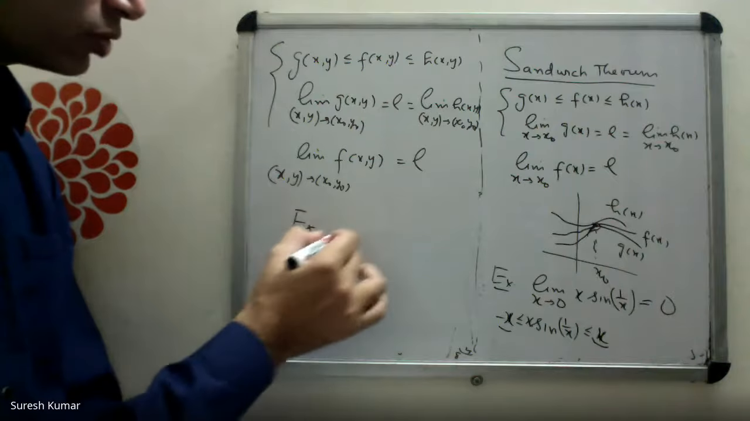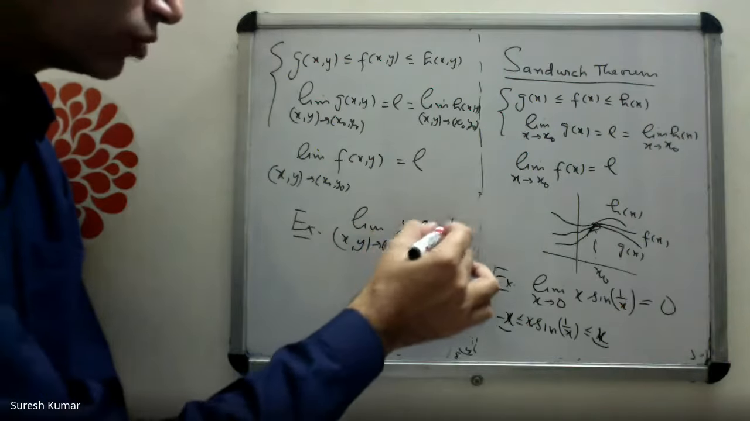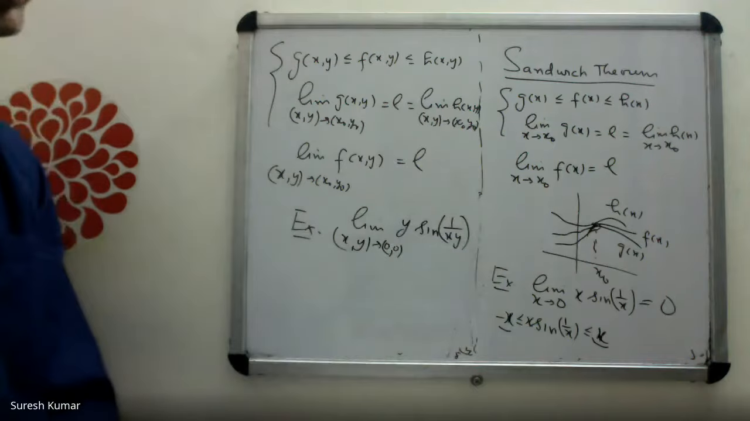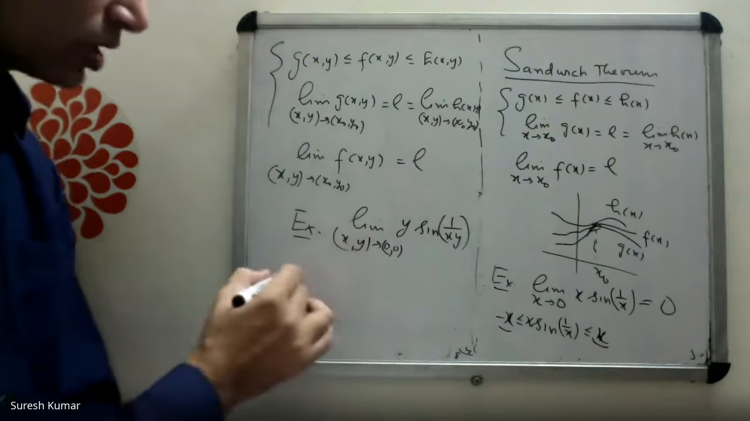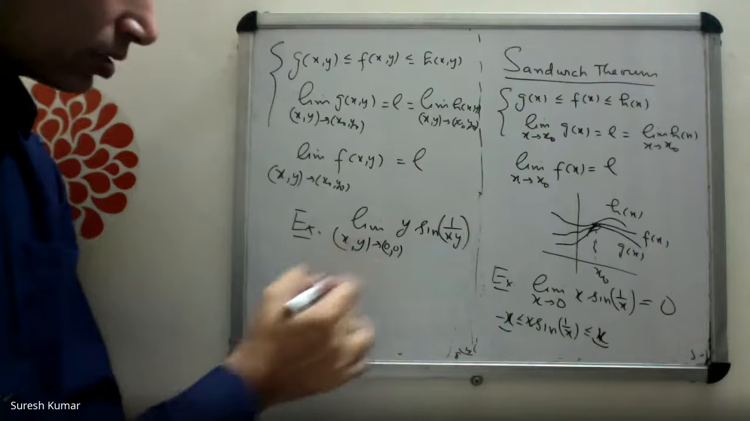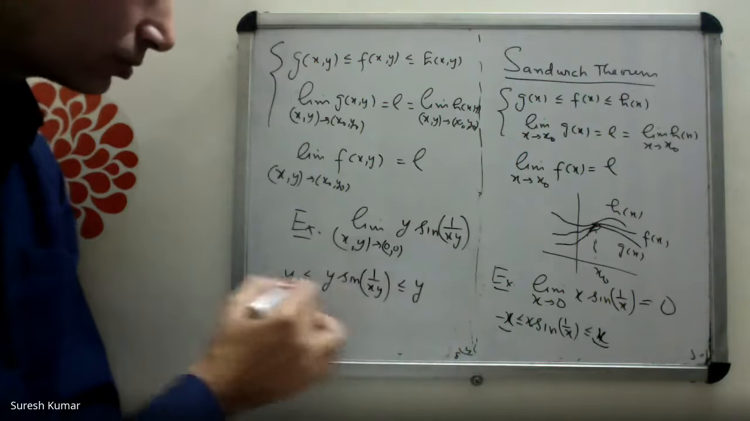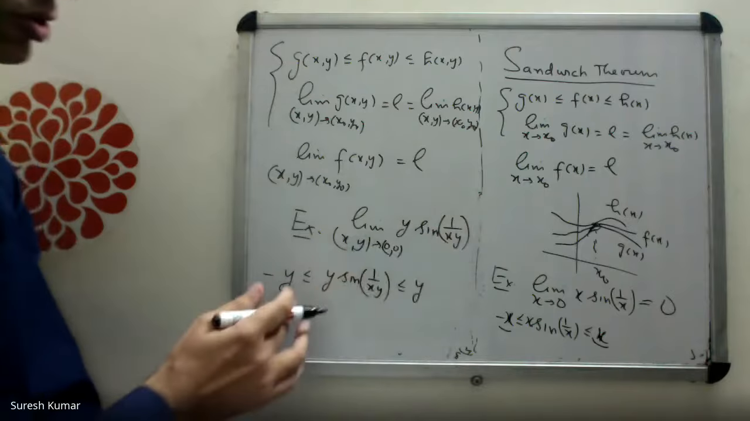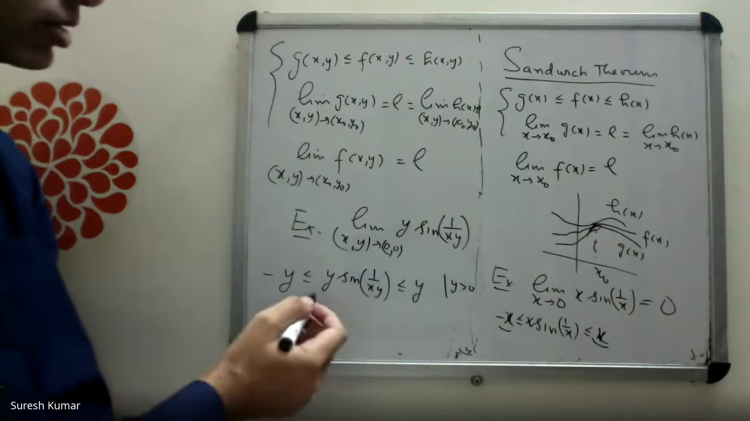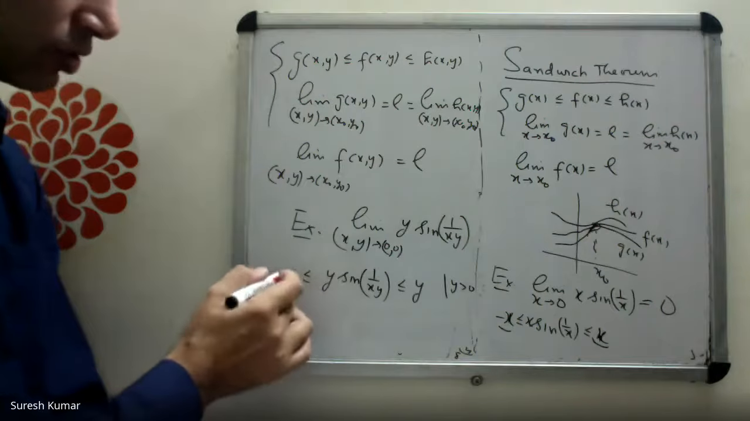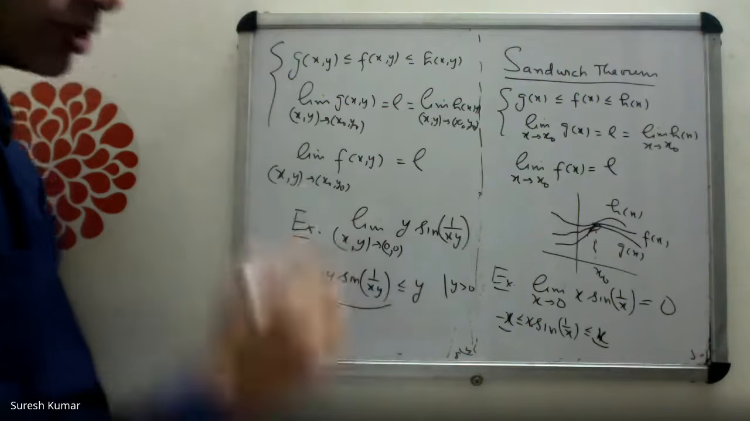See a similar example for a function of two variables. (x, y) going to (0, 0), y times sin(1/(xy)). Suppose you are given this problem. Find the limit of this function. If you are able to think of an inequality of this kind, you can write -|y| less than or equal to y sin(1/(xy)) less than or equal to |y|, because the sine lies between -1 and 1. So you multiply it throughout by y; if y is negative, you reverse the inequality. Okay. So if you apply the limit for this function as (x, y) goes to (0, 0), meaning y goes to 0, it is 0, and this is also 0. So by the sandwich theorem, the limit of this function is also 0.